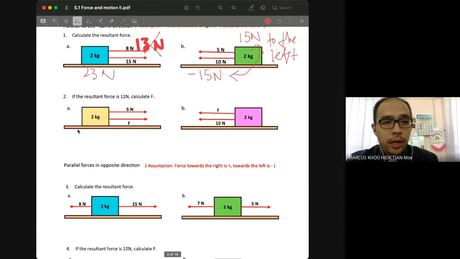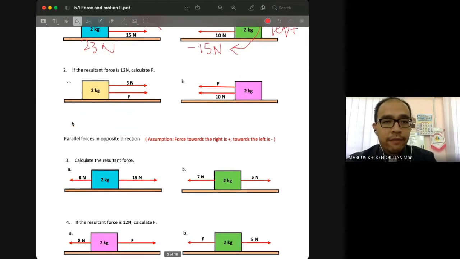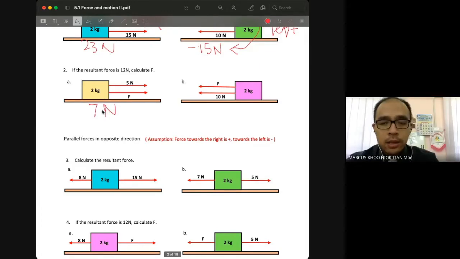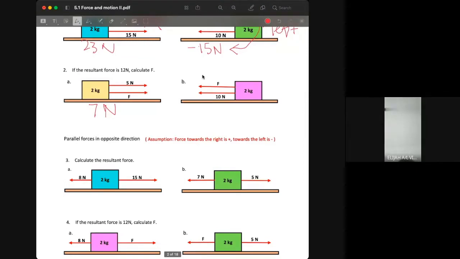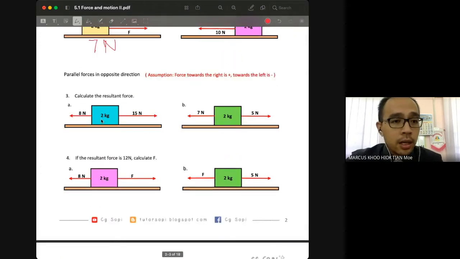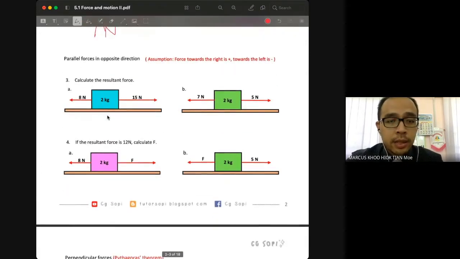Okay, 2A, Adam, what is the value of F? 7 Newton. Okay, 7 Newton. Kalau orang, so guys, check your answer with one another. If you do not agree with the answer or if you don't know how to find the answer, please unmute yourself and ask me, okay? Because otherwise saya akan teruskan sahaja. Okay, next person, Elijah, 2B. Negative 2 Newton. Negative 2 newtons, okay. All right, very good.